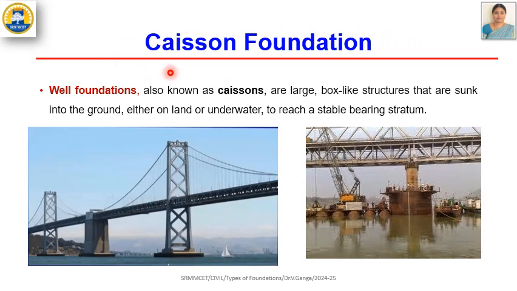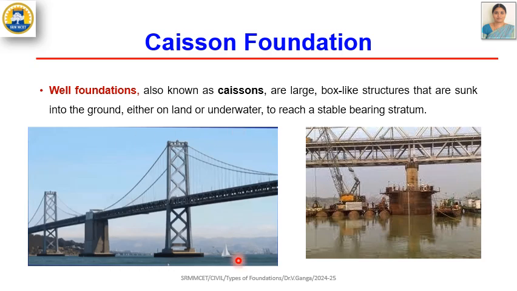Caisson foundation is a type of deep foundation, which is also popularly known as well foundation. This type of foundation is constructed in a large sea or river. It is a large box-like structure which is sunk into the ground or underwater to reach the hard stratum. It is a cylindrical type of foundation which is filled with concrete to support the substructural load.